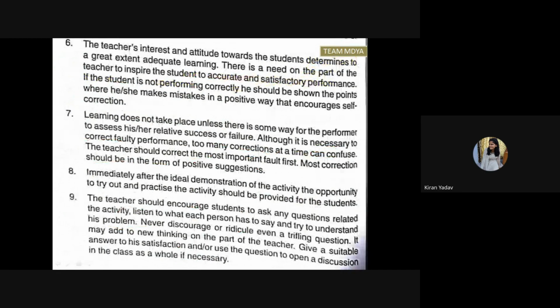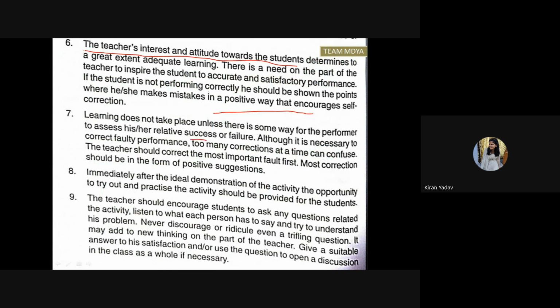After this, the next point is that the teacher's interest and attitude towards the students determine to a great extent effective learning. There is a need on the part of the teacher to inspire the student to accurate and satisfactory performance. If the student is not performing correctly, he should be shown the points where he or she makes a mistake in a positive way that encourages self-correction.